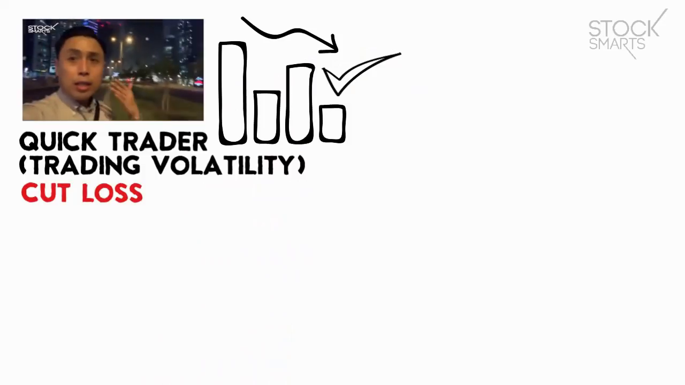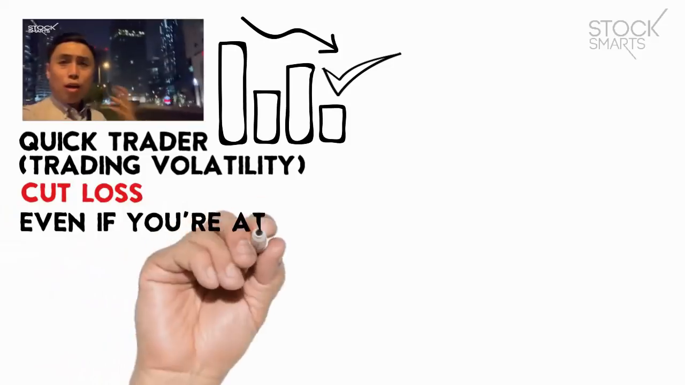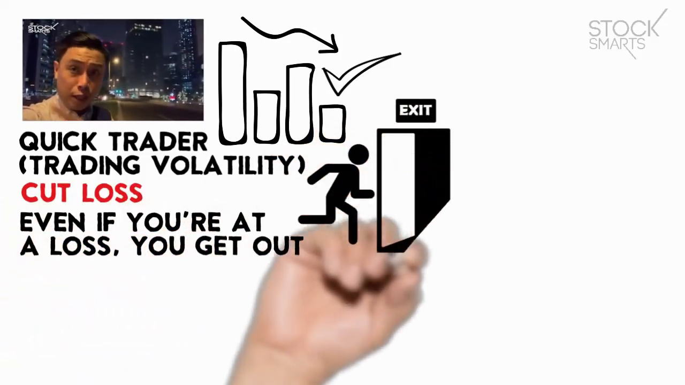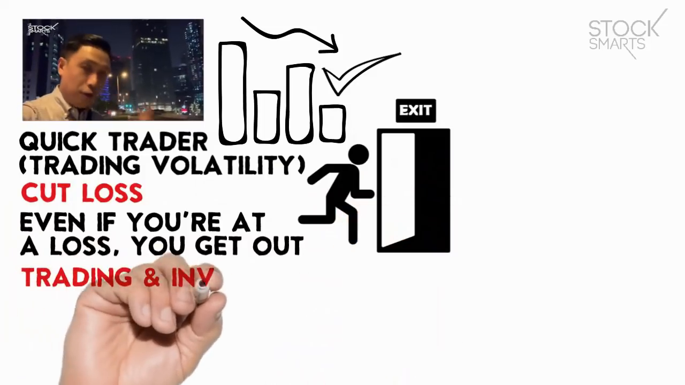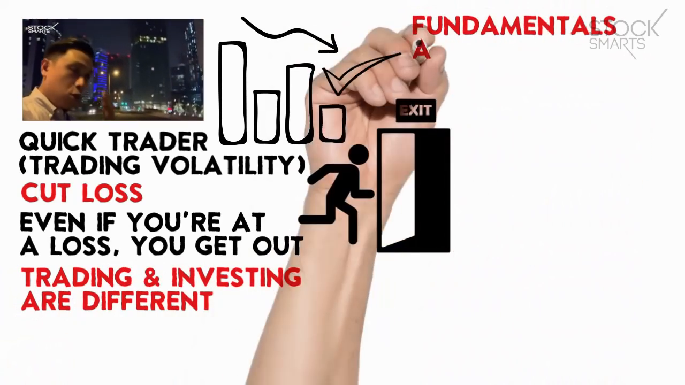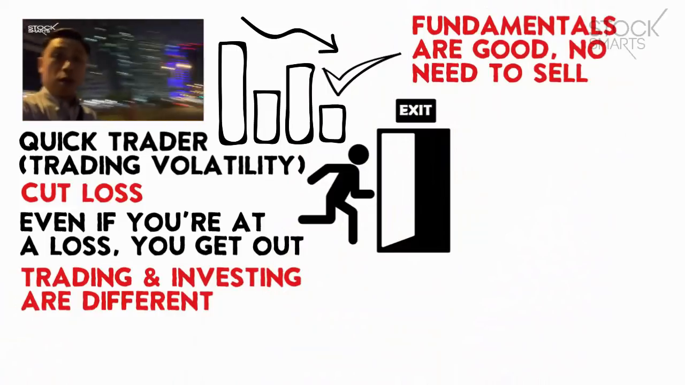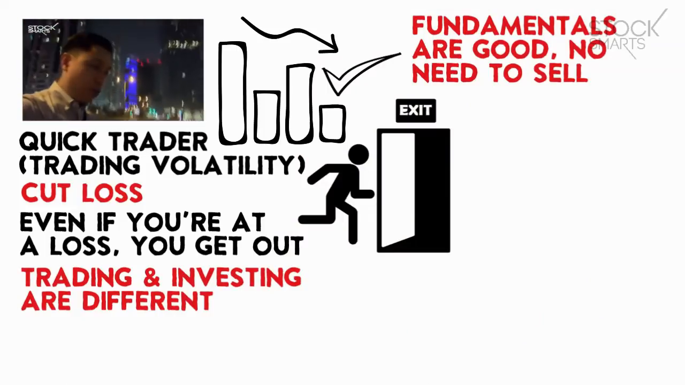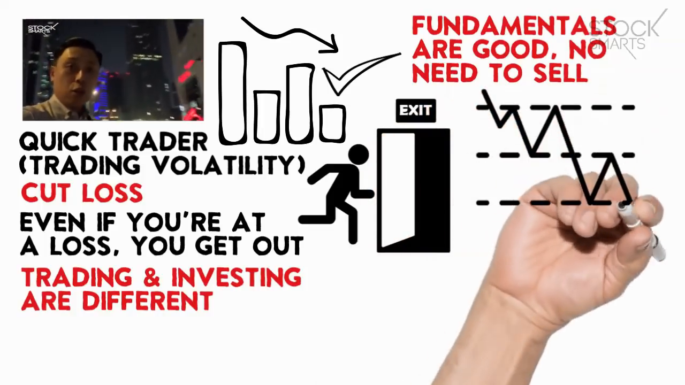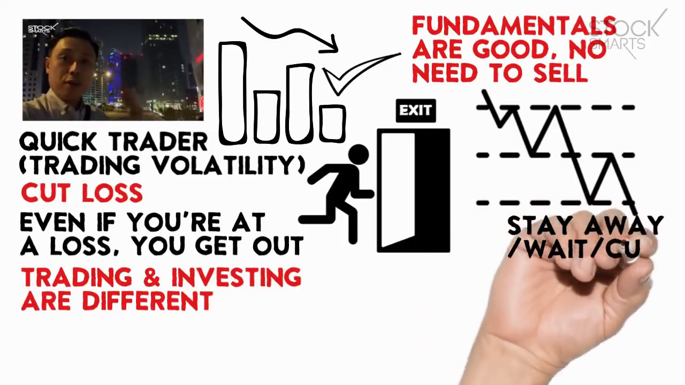It also means that if a stock is breaking down, even though you are at a loss, you have to sell, you have to get out of the position. Because you have to remember, the game for trading and investing is totally different. For investing, as long as the fundamentals do not change, you don't need to sell at a loss. You don't need to cut loss. As long as the fundamentals are good, as long as the stock is still good and growing, you are an investor, no need. However, if you are a trader, as long as the stock is breaking down, your goal is to stay away. Your goal is to just wait or cut or stay away from that position.